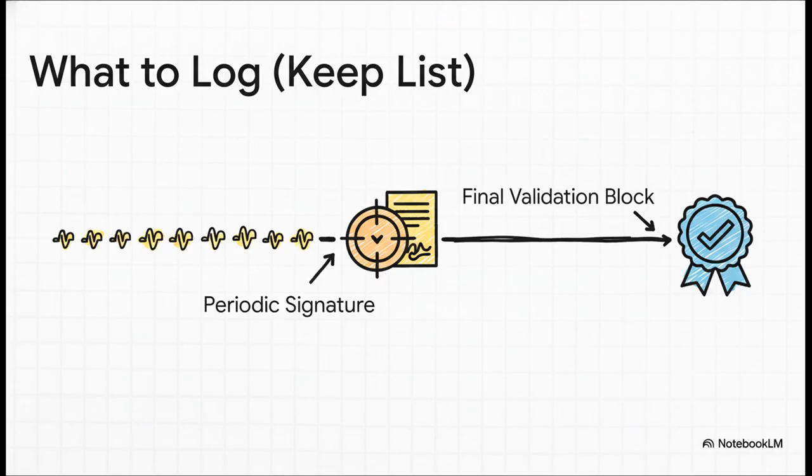So, what actually makes the cut? What do you keep? Well, first, a final validation block. That's just a secure summary right at the very end of the process. Second, you log a single signature the exact moment you find a match, or you get the result you were looking for. And third, you log a tiny periodic signature, that's our heartbeat, every so often, say every 32 batches of work, just to confirm things are still running smoothly.